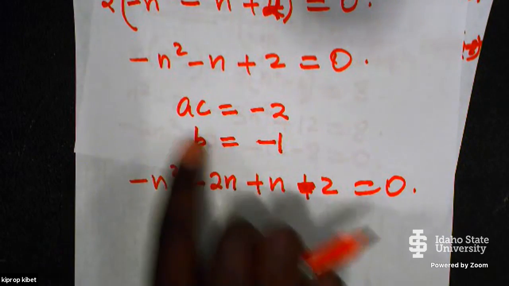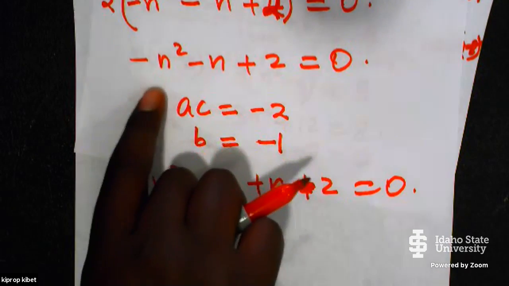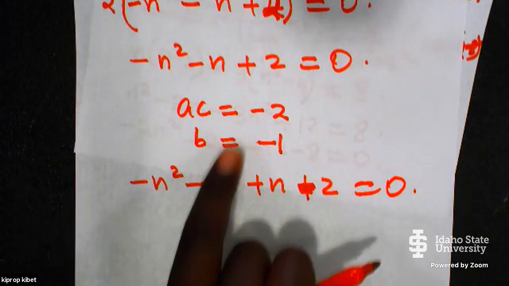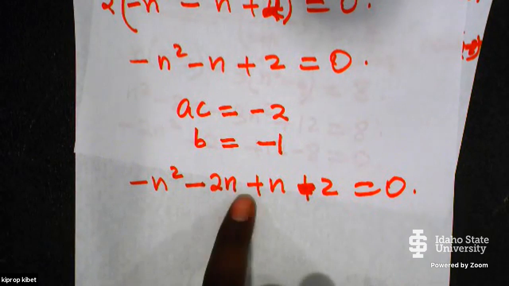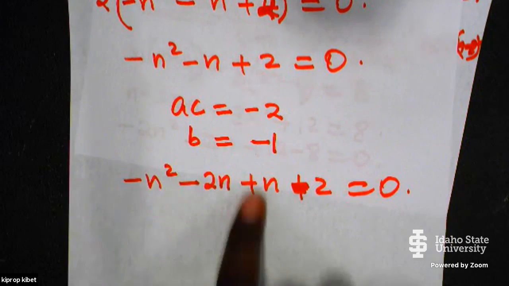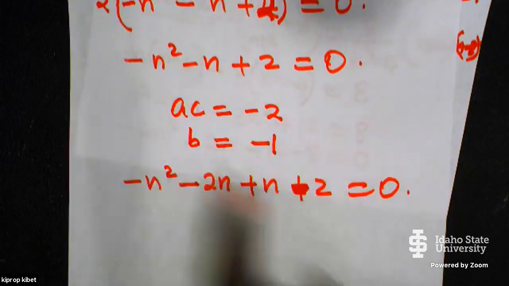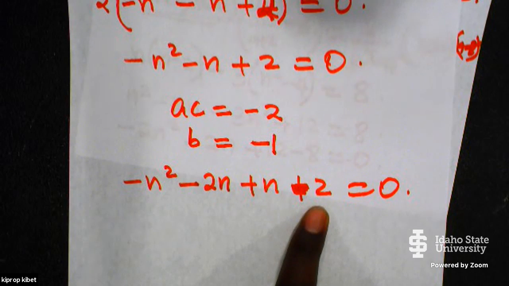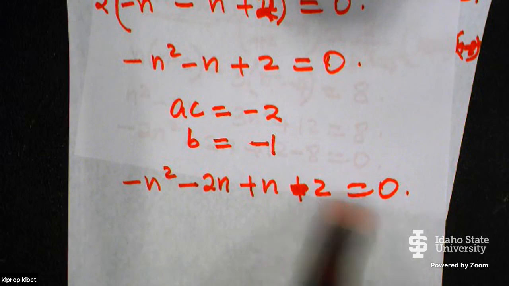Because we have the negative here. So we have the negative here. So minus 2 plus 1 is what? That is negative. Is minus 1, right? So you get this negative. And this one still remains like that, plus 2 equals to 0.